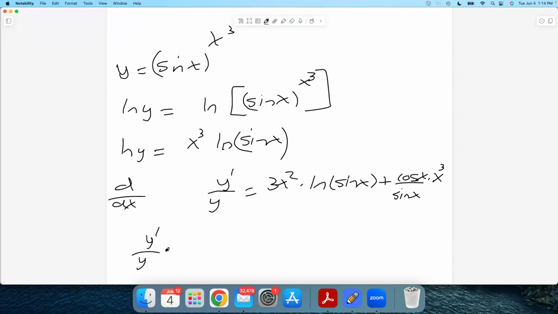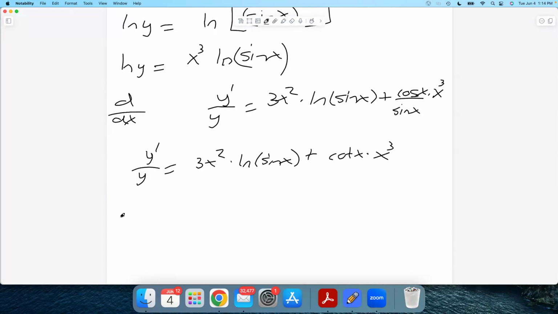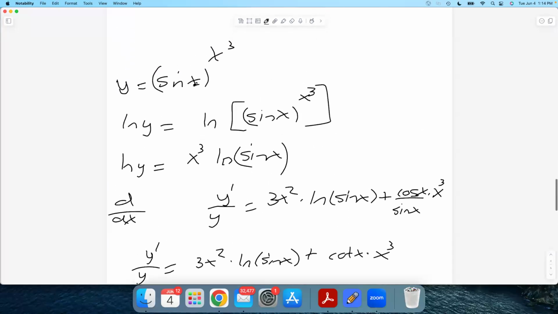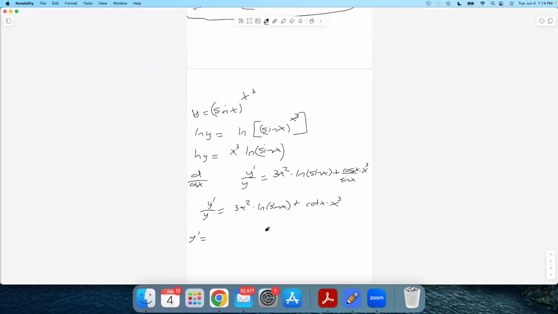So we get y prime over y will be 3x squared times the log of sine plus cotangent of x times x cubed. And then we multiply the y back in. And what was y? That junk there. So that's sine of x raised to the x cubed times all this stuff here. And we circle the answer.